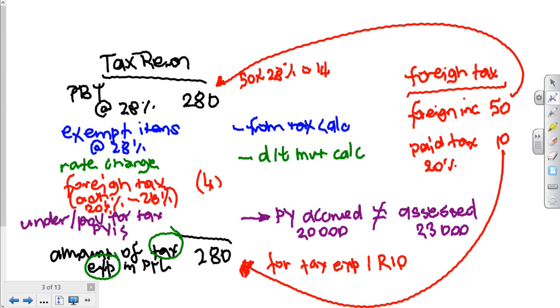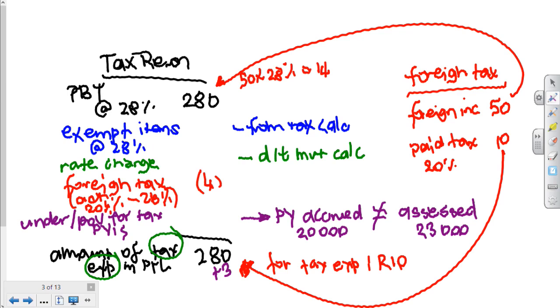And I expense it as an adjustment, an under provision of prior year. That's how I expense it. So it lands up in the expense over here, doesn't it? Together with the foreign tax, so this expense is made up of a whole lot of things.